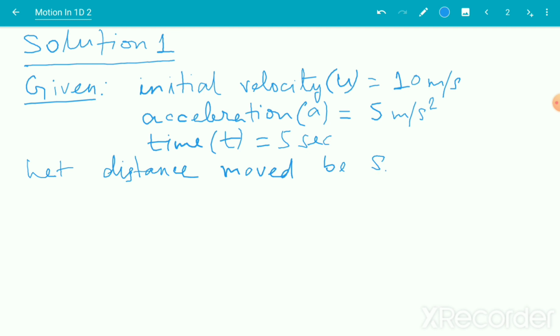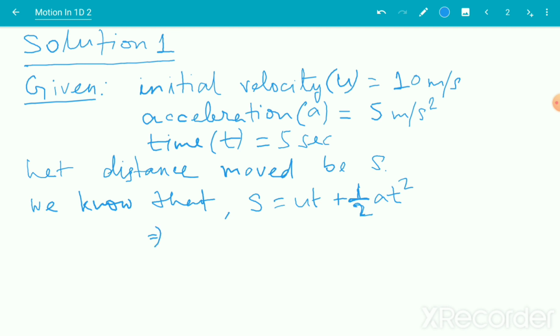Which formula can we apply here? u is given, a is given, t is given. So we know that s is equal to ut plus half a t square. Definitely this is the second equation of motion. We can use this equation of motion to find out the distance. So s is what we have to find out.